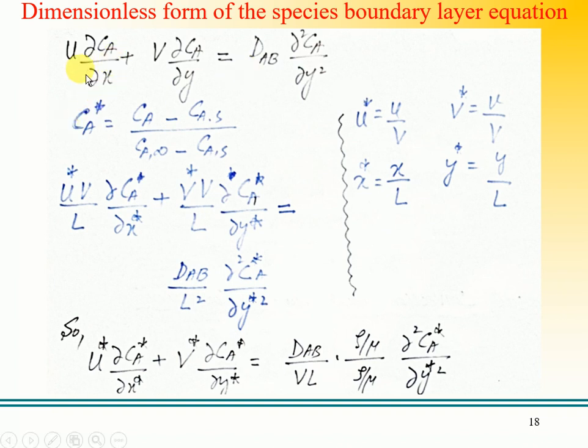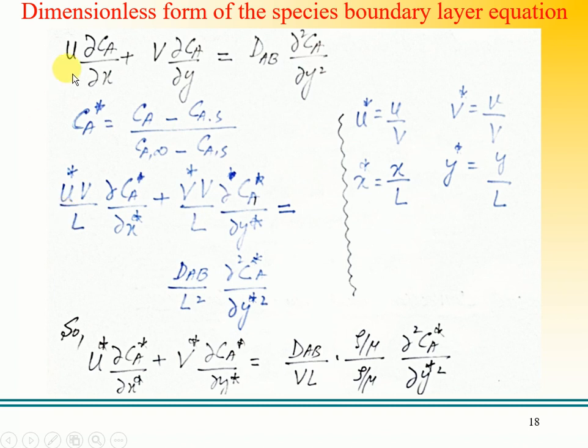We know u ∂Ca/∂x plus v ∂Ca/∂y is equal to DAB ∂²Ca/∂y². Ca star that we defined is Ca, the concentration at any instant, minus Ca at the surface, over Ca infinity minus Ca at the surface, the maximum or available gradient. If we divide, this again becomes a dimensionless parameter. So we put this value here.